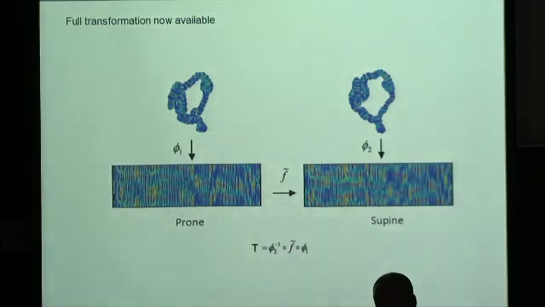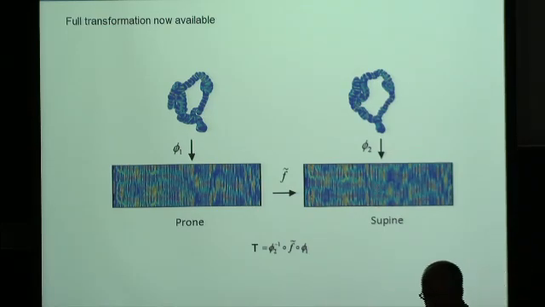So at this point, we've got the full transform now. So we can transform this surface into image. We know the transformation from prone image to supine image, and we can invert the transformation from the supine image back onto the supine surface.